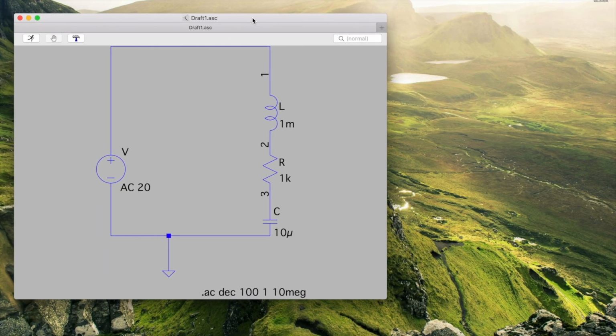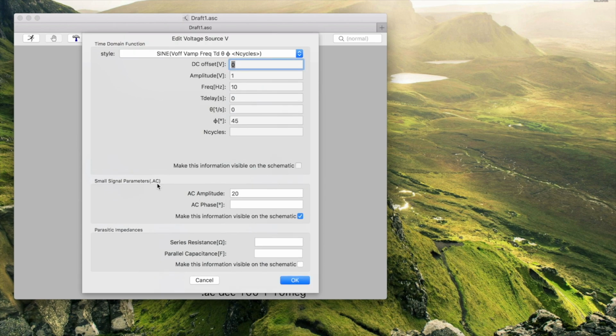Here is the RLC circuit. We had studied this same circuit in a previous video. Here, I named this part 1, the one after the inductance 2, and the one after the resistor 3. We are going to do a frequency sweep with the .AC function with 100 measurement points per decade. The frequency spectrum studied ranges from 1 Hz to 10 MHz. The voltage source for the measurement with the .AC command has been defined with an amplitude of 20 volts.